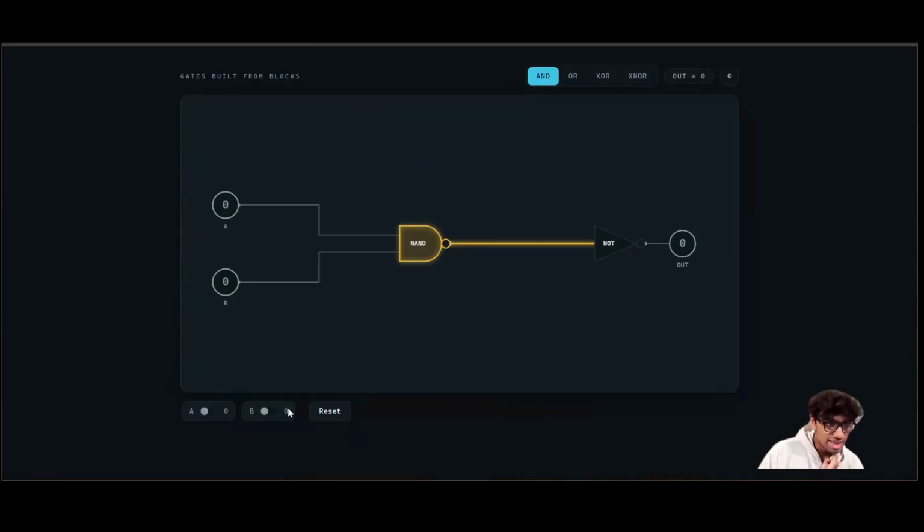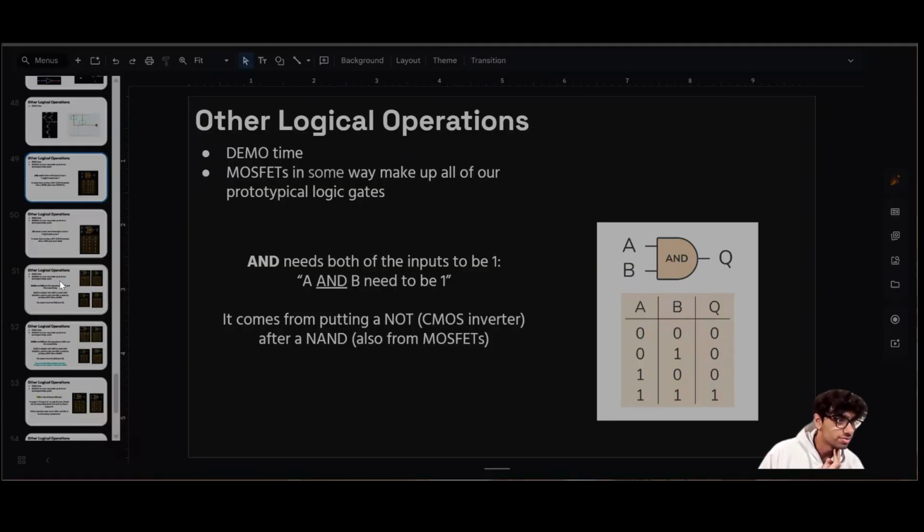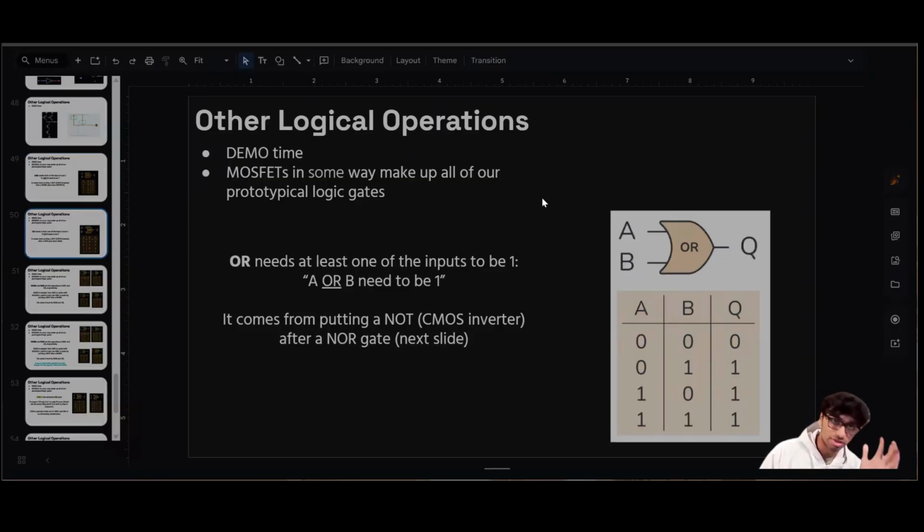We create an AND gate by putting a NOT gate after a NAND gate. So NAND is what we just showed here. I'll talk about it in a second, so I'll get back to the compound gate. Sorry. The OR gate is A or B has to be 1.